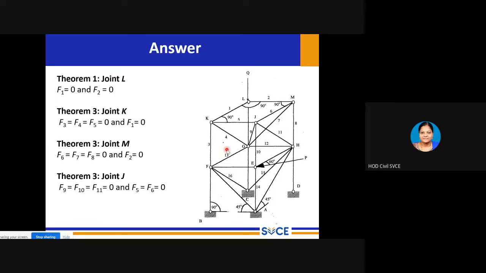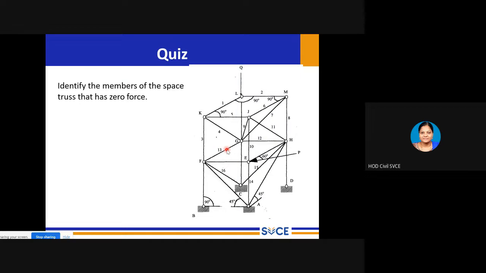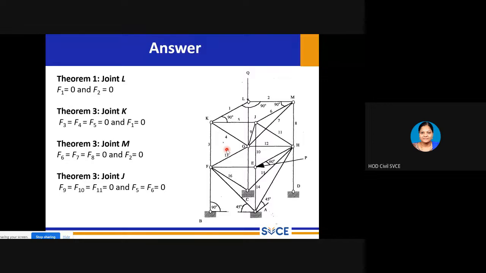I'll just give you the answer also. Okay, so JK also, actually F5 is 0. That's right. Okay, so this is the answer for this problem. I'll share the PPT also. You can think about it in your free time or leisure time. You can go through this problem and try to identify for which 4 members the forces are 0.